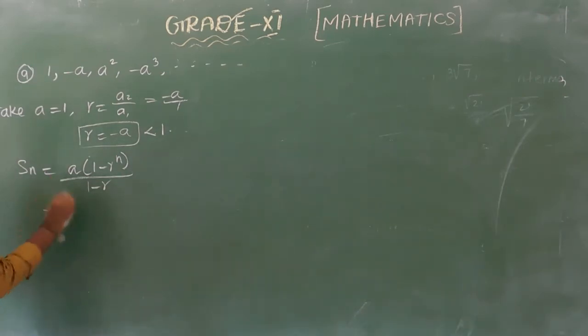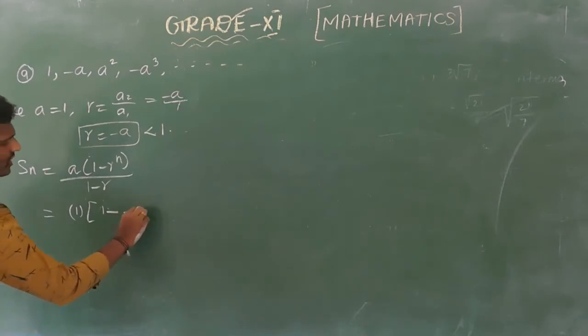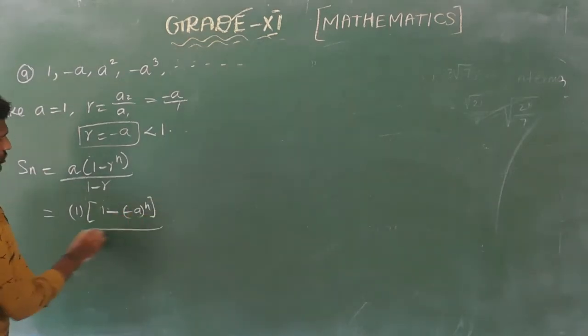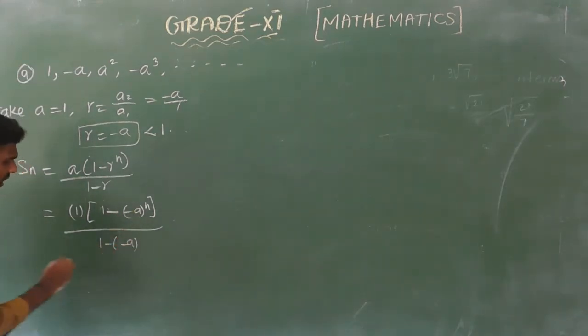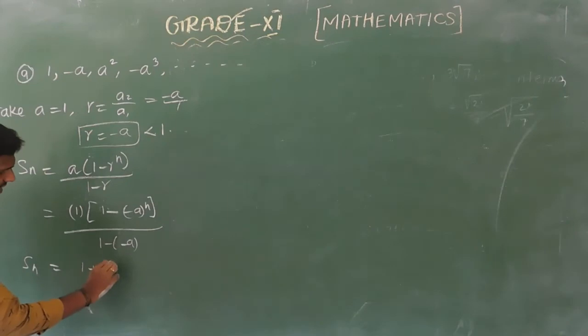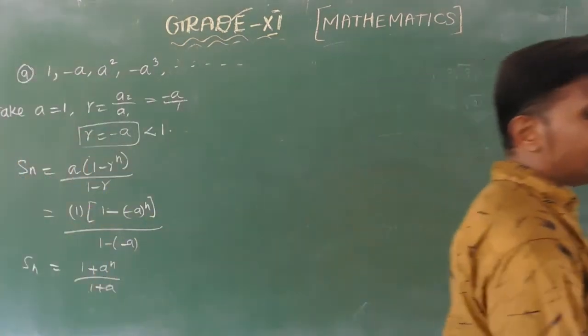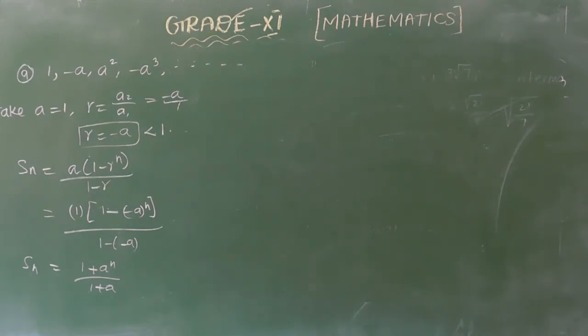So the value of a is 1 into 1 minus r. The value of r is minus a, power n. So the whole divided by 1 minus a, 1 minus of minus a. The same thing is what you are going to get. So Sn equal to 1 minus of minus a power n. So that type also you have to take. Otherwise take the same thing that is given to you.